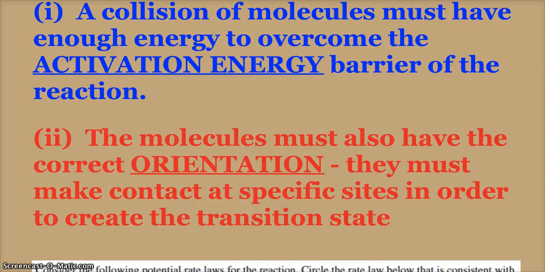In order for that transition state to be made, there's specific spots on the molecule that need to be the targeted collision area. Now, if you say they must have the correct orientation in order to create the transition state or the activated complex, that should be good. But mentioning that there's specific sites, that can totally help as well.